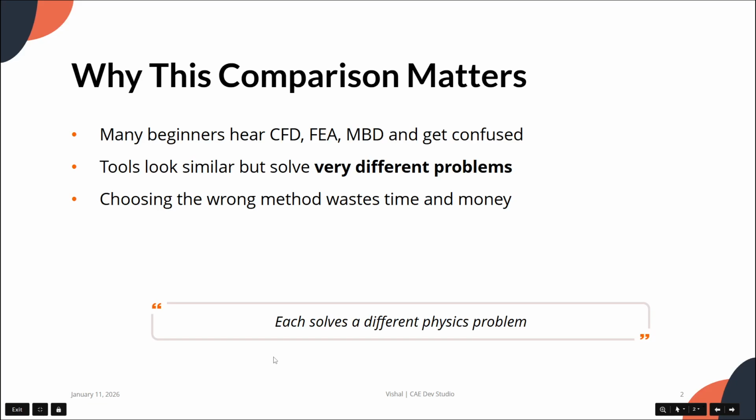So why does this comparison matter? Many beginners hear CFD, FEA, MBD and get confused. The tools look similar but they solve very different problems. Choosing the wrong method can waste a lot of time and money.